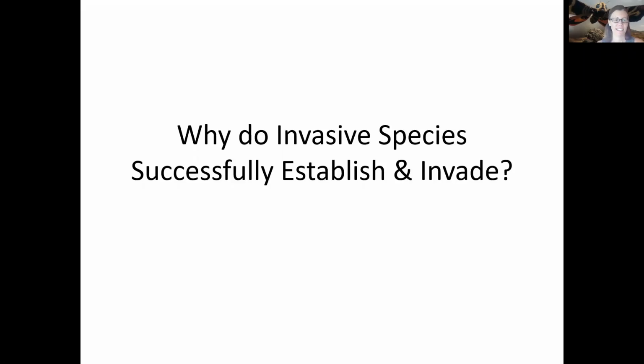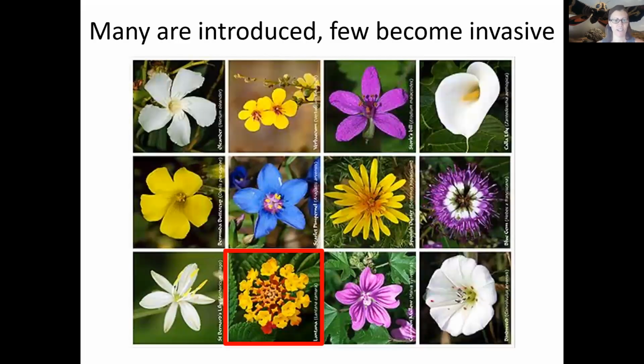Hi everyone, so this is Invasion Ecology Lecture 5, continuing on the topic of why it is that some species that are introduced successfully establish, spread, and become invasive. That idea that there are lots of species that are introduced and only a portion of those, especially if we're talking about plants, only a small portion of those go on to become invasive. The red guy that's outlined on here is Lantana camara, a problematic invasive species in South Asia. The rest of them, not so bad.